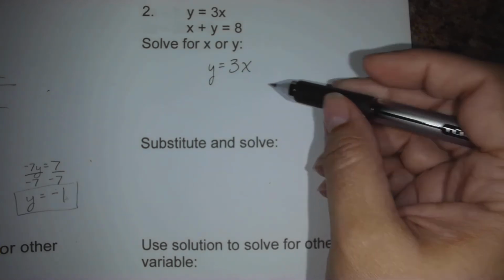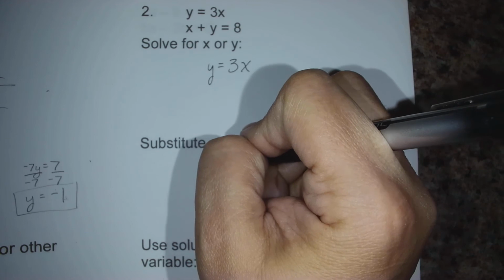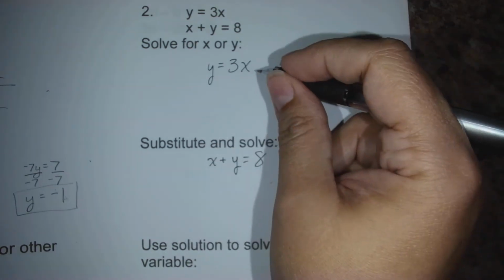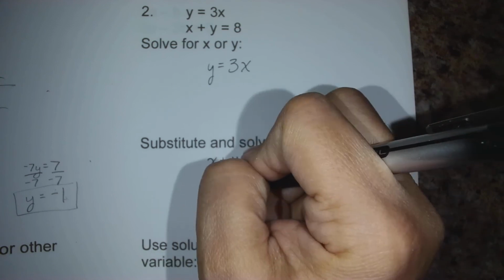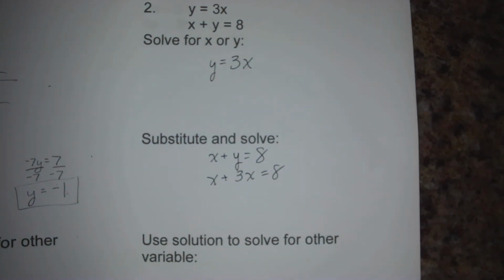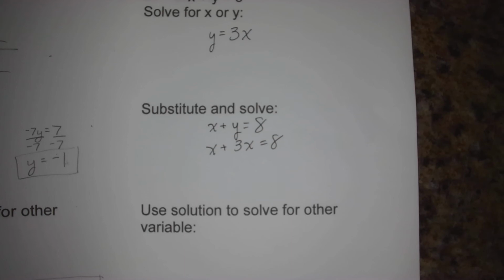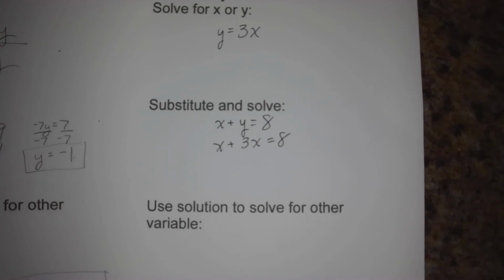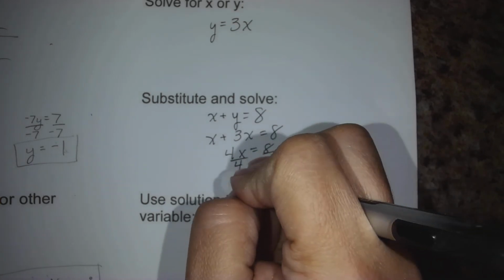So I already know what y is equal to. I'm going to use x plus y equals 8. I'm going to substitute this into the y. So x plus 3x is equal to 8. I'm going to solve for x, combine my terms, and solve with inverse operations. Go ahead and pause the video, solve it, and come back and check your answer. All right, so you should have gotten x is equal to 2.